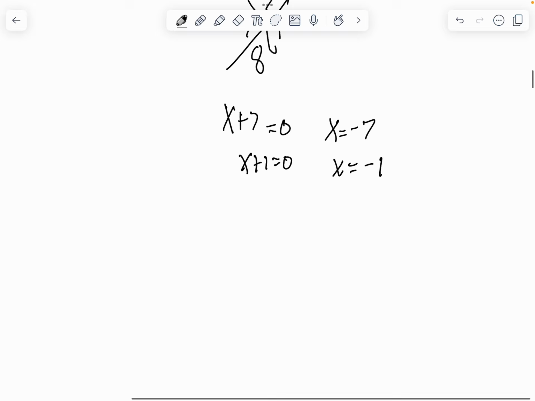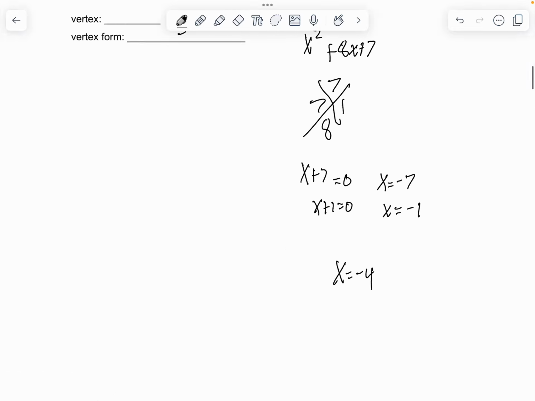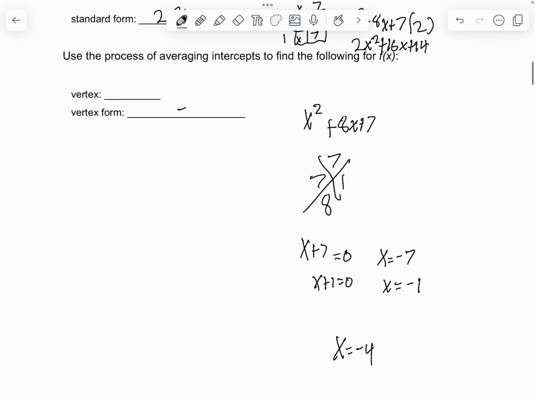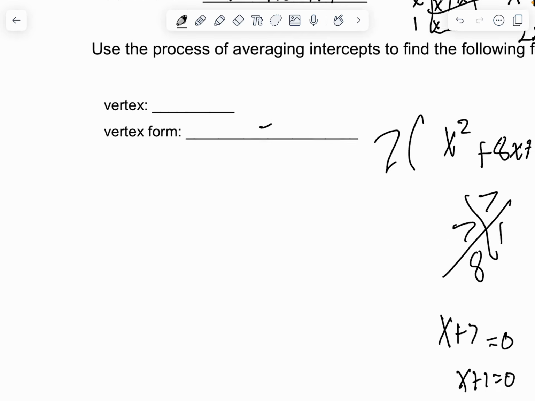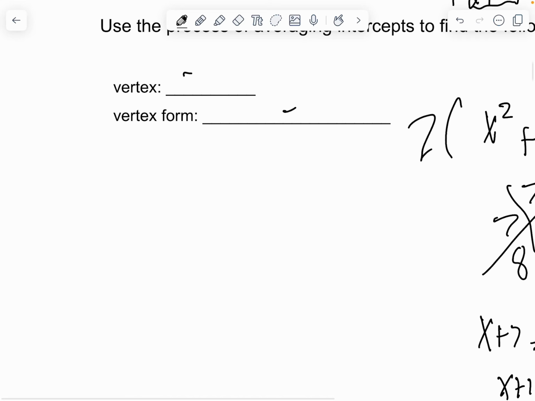Now the average between those is -4. And you plug it back into this equation. So you get 16 minus 32 plus 7 times 2. So that's going to be negative 9 times 2, which is negative 18. So the vertex is negative 4, negative 18.